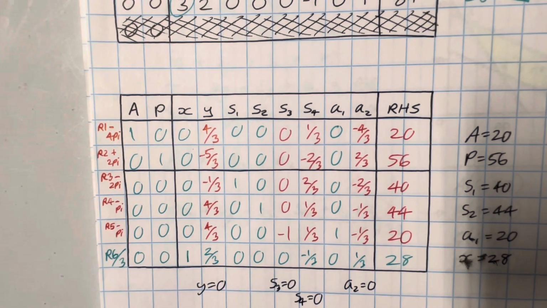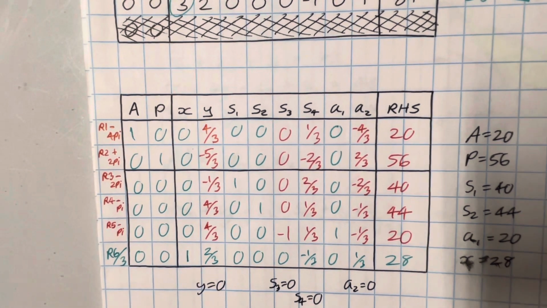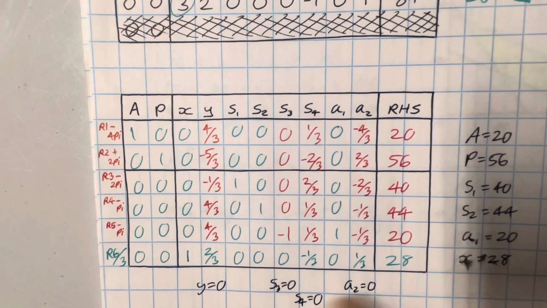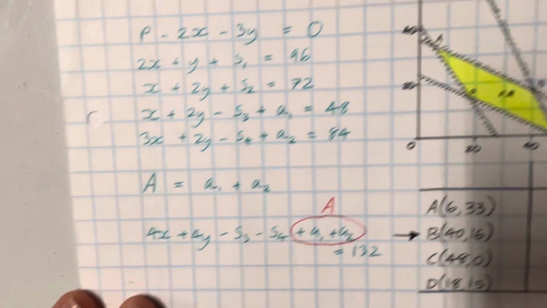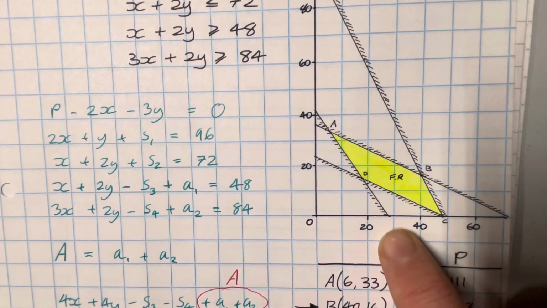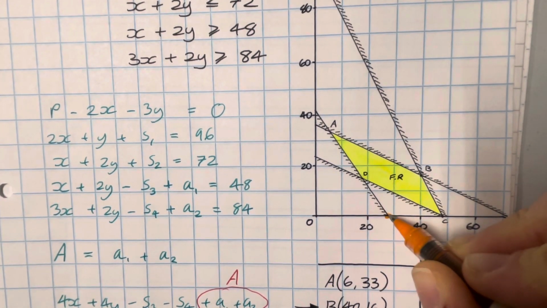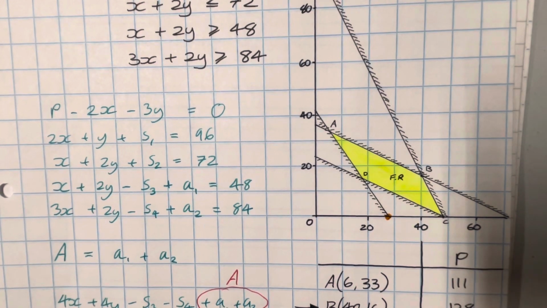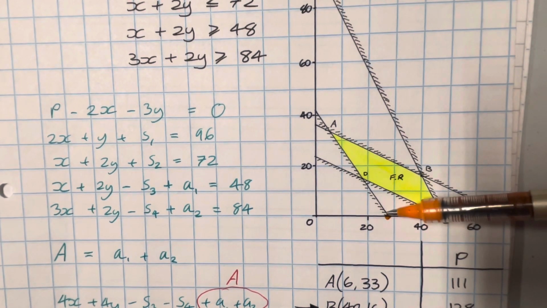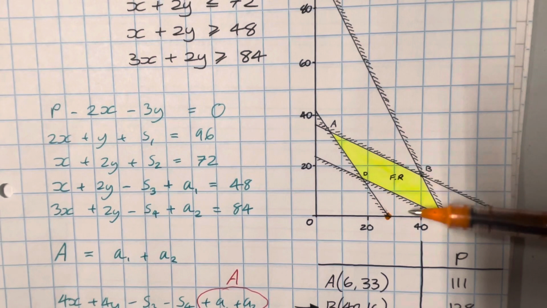In terms of the graph, we are at the point X is 28, Y is 0. So we have moved from the origin to this point here, which we can see is not in the feasible region yet. After a second iteration, we will be, because we would have either moved up this constraint to point D, or we would have moved along this constraint further to the point C.